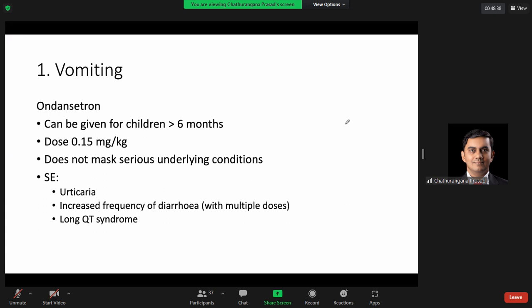Now domperidone, you may have seen when you are working in the ward, the house officers prescribe 3 times a day, like a regular dose. But ondansetron is not supposed to be given like that. It is given on a PRN basis. If the child has vomiting, you prescribe ondansetron, then reevaluate and give only if needed. Because if you give ondansetron regularly, like 3 times or twice a day, it will actually increase the diarrhea. And of course, these are rare side effects.